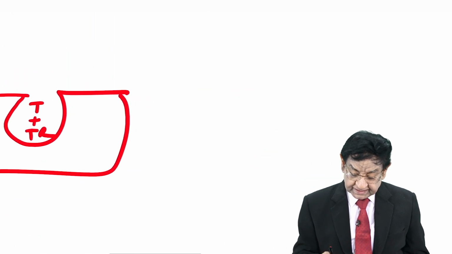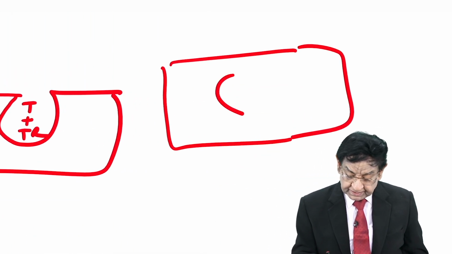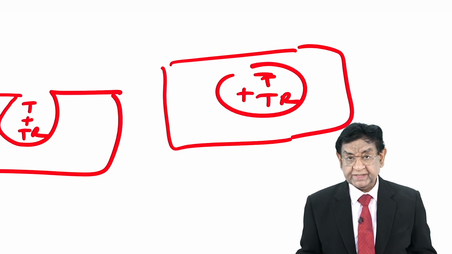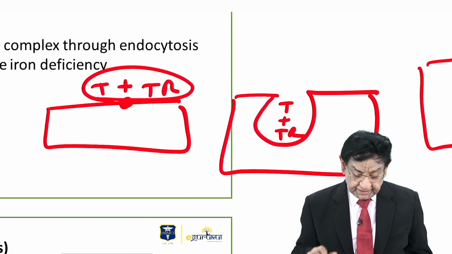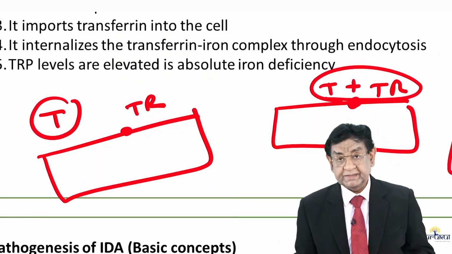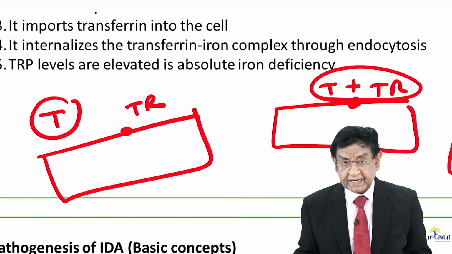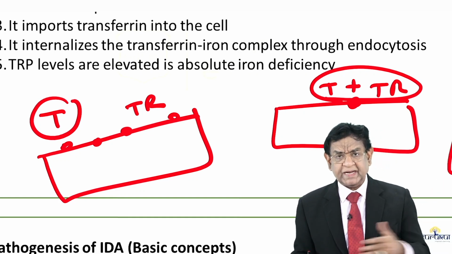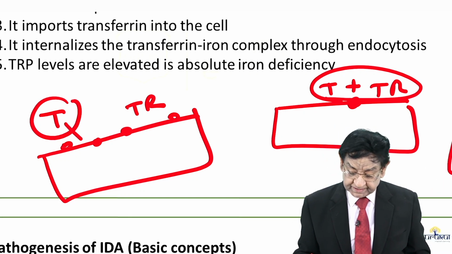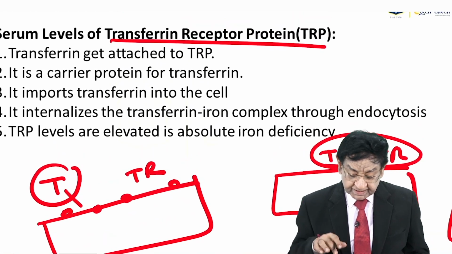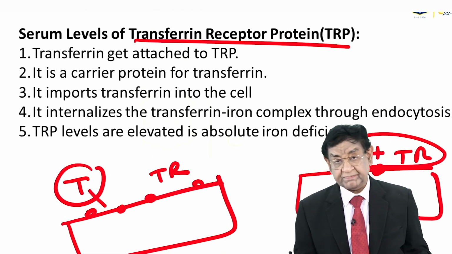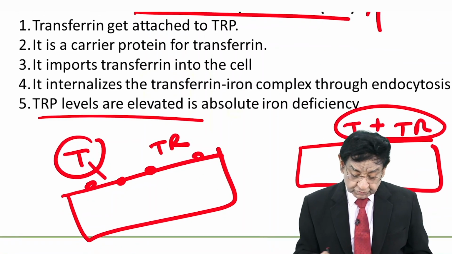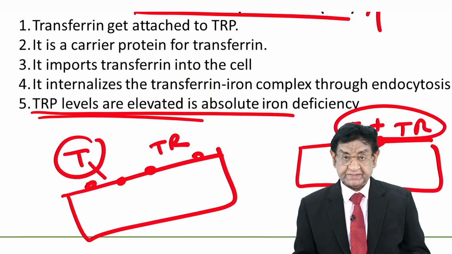They enter the cell, where this iron will be consumed. So we have a transferrin receptor in the membrane of the cell of the bone marrow. In iron deficiency anemia, the receptor number will increase, so that whatever iron is coming via transferrin, they want to take it inside. So in iron deficiency anemia, the level of this receptor, TRP receptor, increases. So these levels are elevated in iron deficiency anemia.